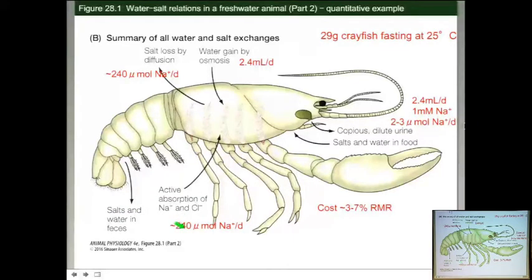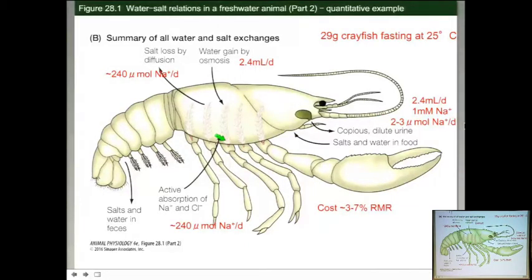And the organism requires 240 micromoles of sodium per day. That active uptake is coming from the gills. And the urine output of 2.4 mils per day also takes with it 2.3 micromoles of sodium per day. It's a dilute urine. The concentration of sodium is 1 millimolar in the urine. So it's relatively small, around 1% of the loss of sodium is in the urine. The great majority is in the gills.